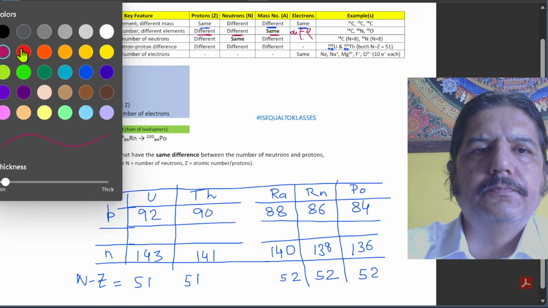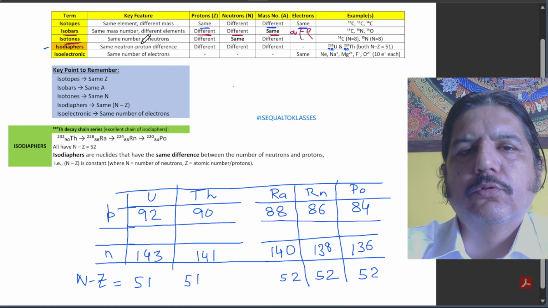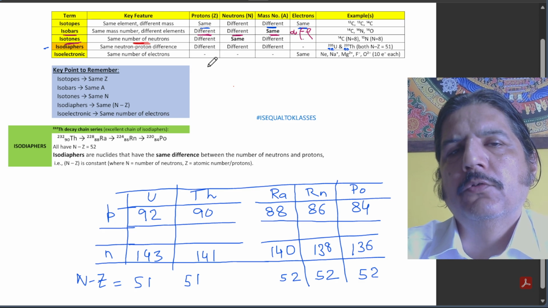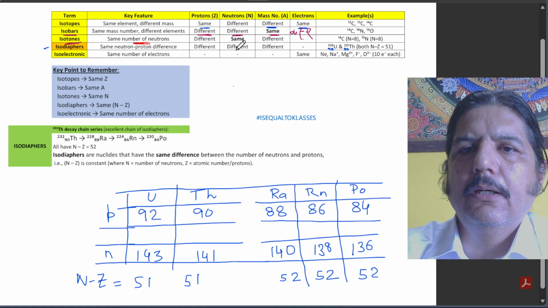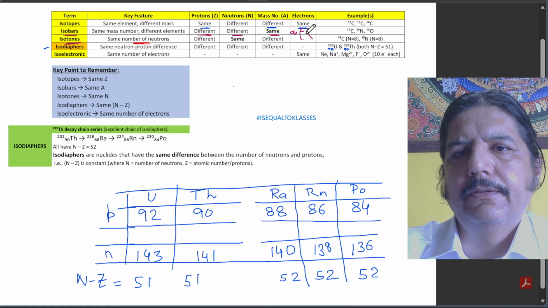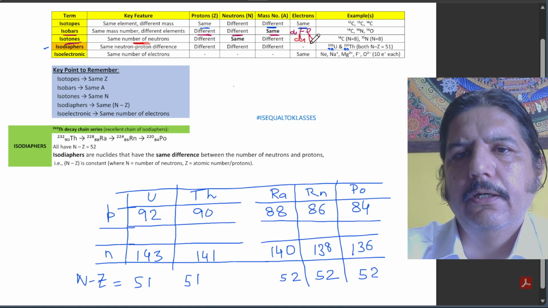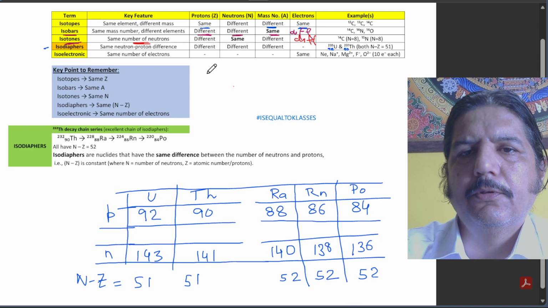Isotones. Isotones have the same number of neutrons. So the number of neutrons is the same, but protons and electrons would be different. Let's take an example to understand.